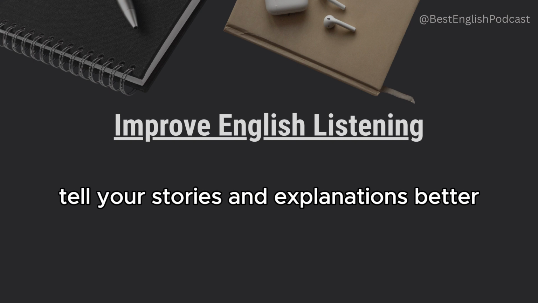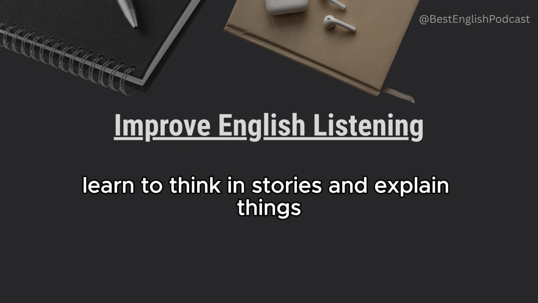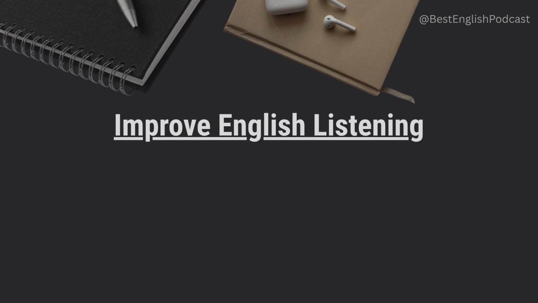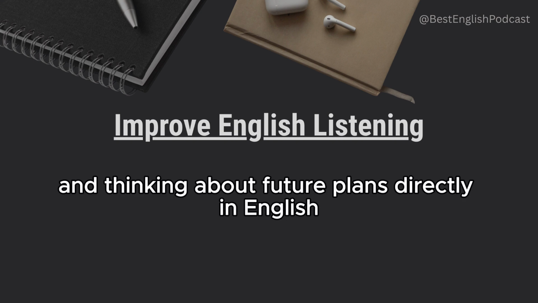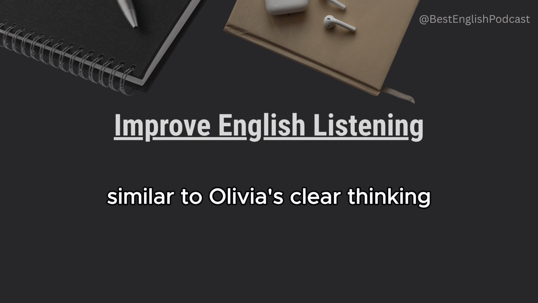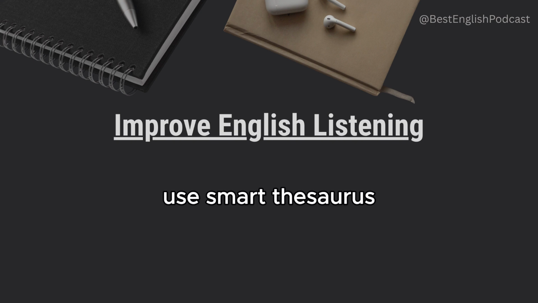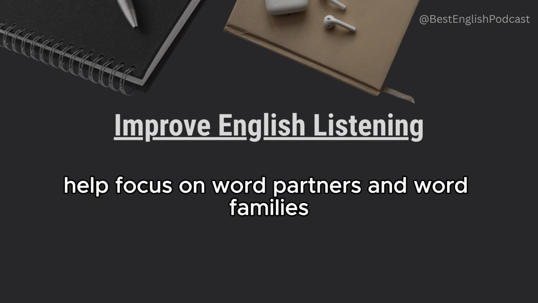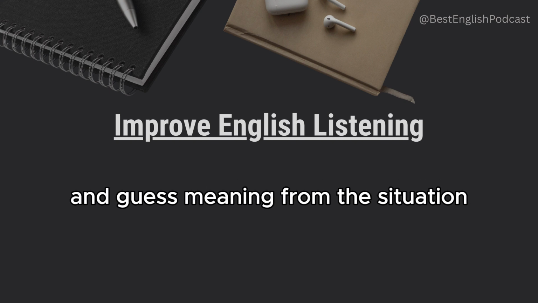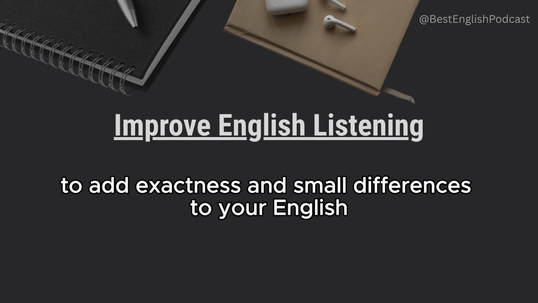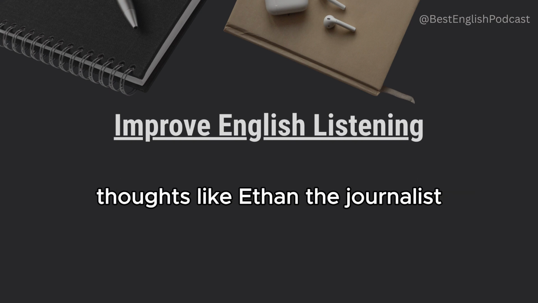Tell your stories and explanations better. Learn to think in stories and explain things, telling about past events, describing how things work, and thinking about future plans directly in English, similar to Olivia's clear thinking. Use words exactly to deepen your thoughts. Use smart thesaurus help. Focus on word partners and word families, and guess meaning from the situation to add exactness and small differences to your English thoughts, like Ethan the journalist.